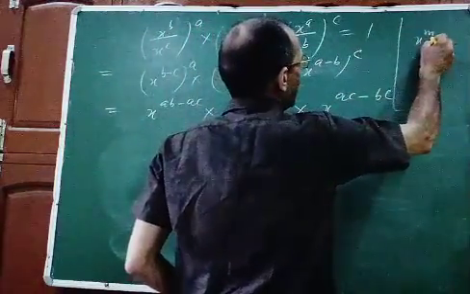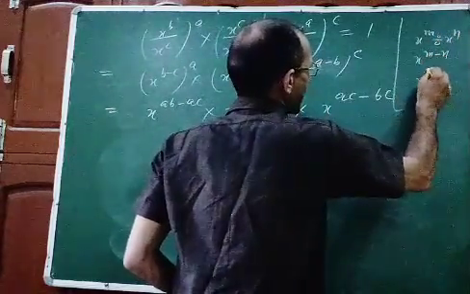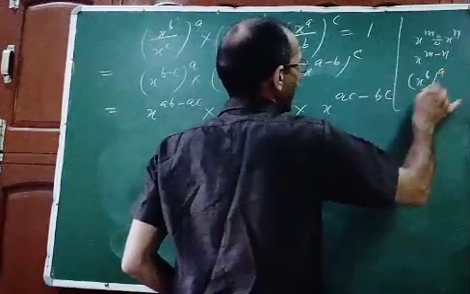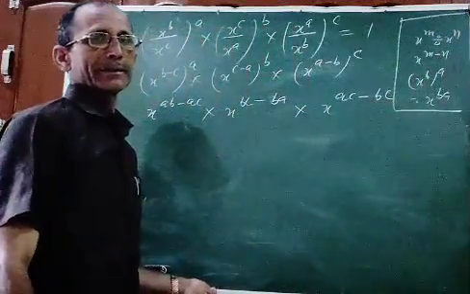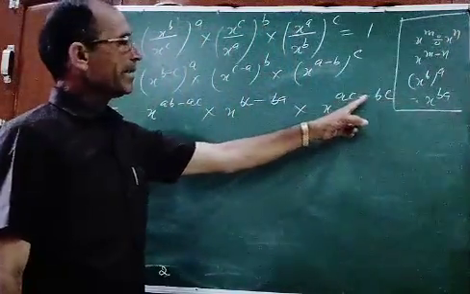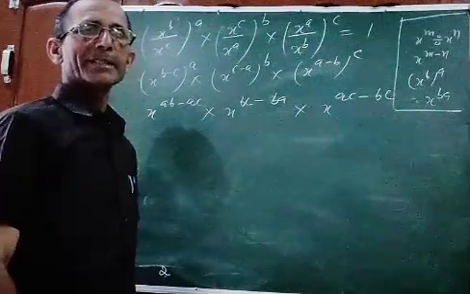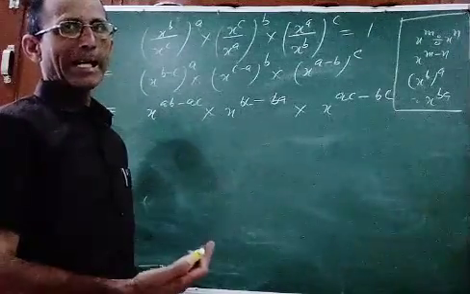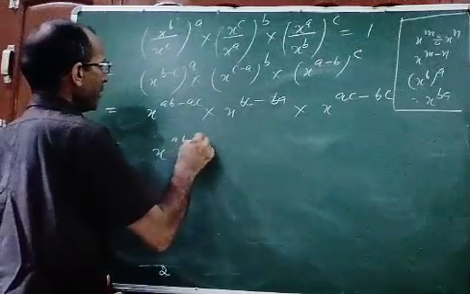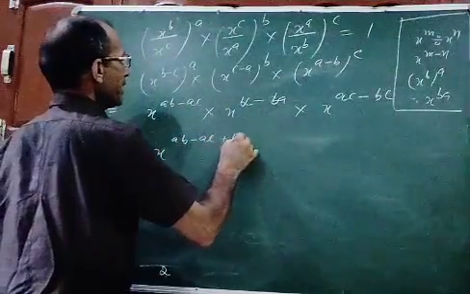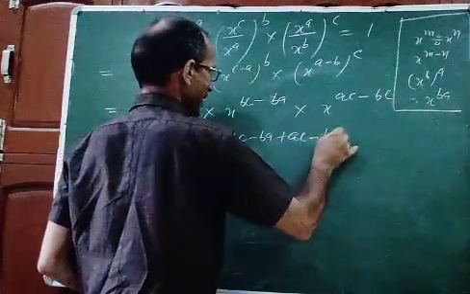X raised to the power m divided by x raised to the power n, it means x raised to the power m minus n, x raised to the power b whole power a. These laws are applied here. So x raised to the power ac minus x raised to the power bc. Now bases are same and multiplied. So according to law, we have to add their powers. So x raised to the power ab minus ac plus bc minus ba plus ac minus bc.